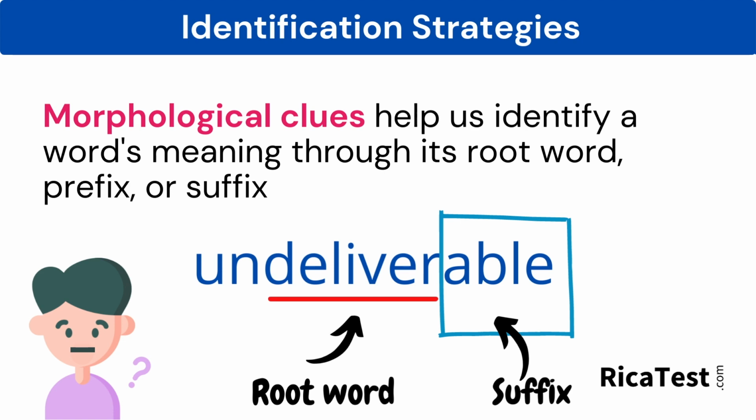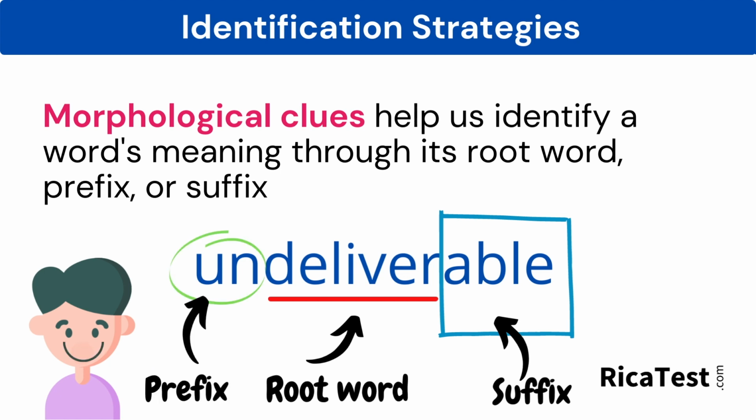But the student isn't finished yet. This student sees that there is a prefix still to be considered. And this student knows that un means not, such as unknown or unhappy. So the student uses the identification strategy of morphological clues to uncover the meaning of the word, which the student understands to mean that the object cannot be delivered.